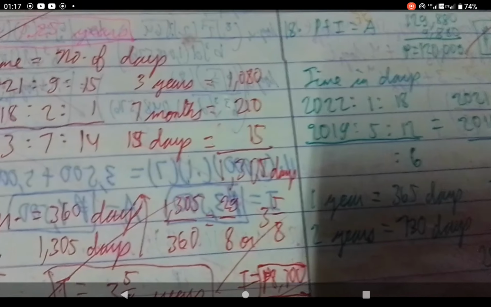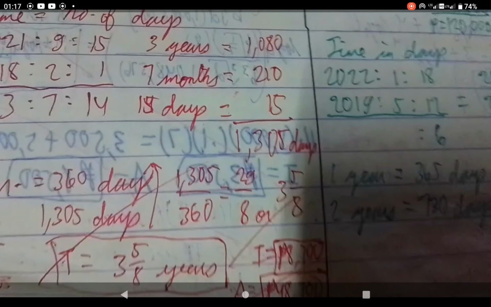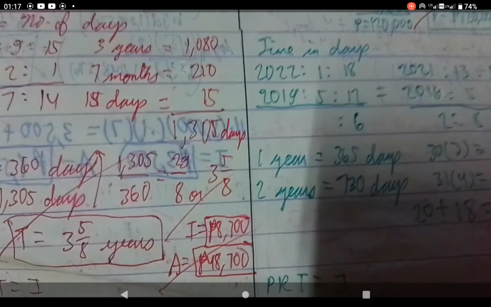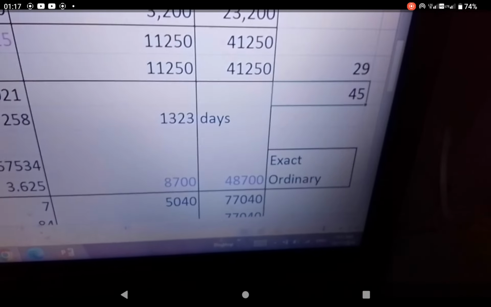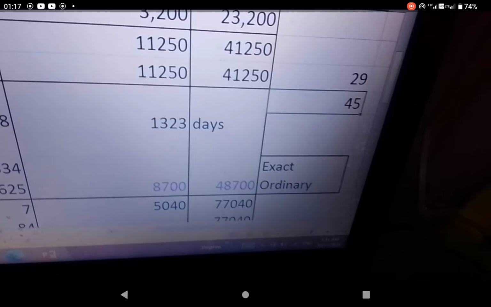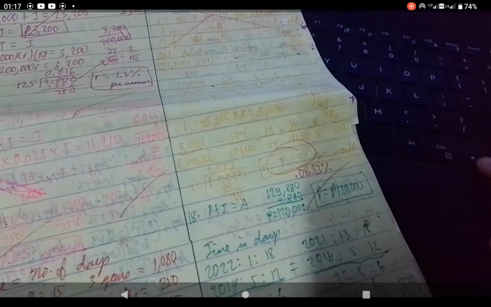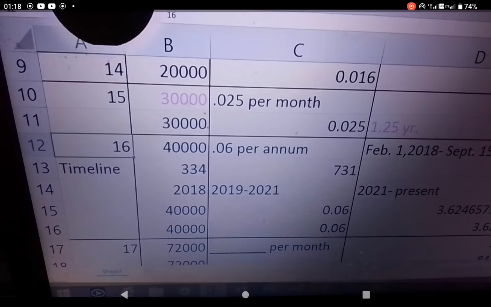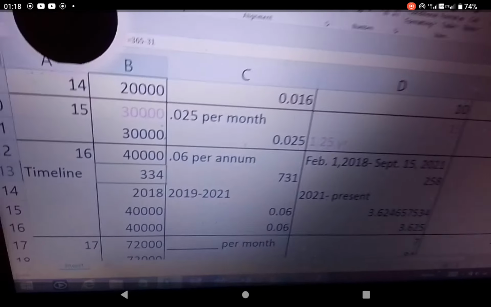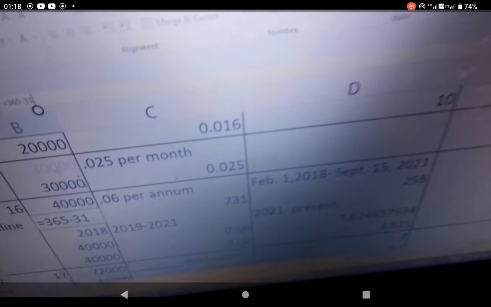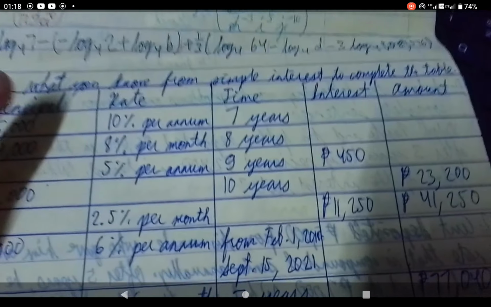So, let's see how this works. Remember, it goes like this. We're supposed to get 29. And 360 divided by 8, we're supposed to get 45. So, the answer is correct. Okay? So, therefore, we're supposed to get 3 and 5/8 years. And that's why we have 3.625, because remember, 0.625 is 5/8. So, that's the correct answer. So, therefore, that's the interest amount and the amount. But that pertains to ordinary time.